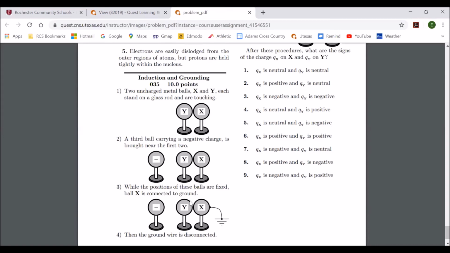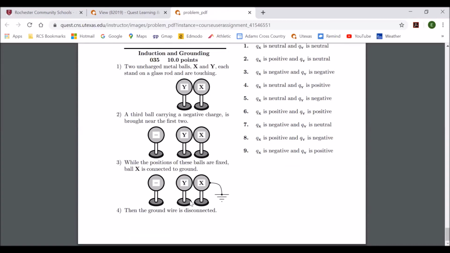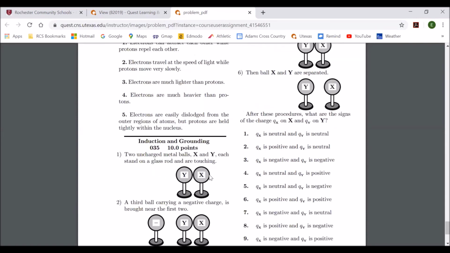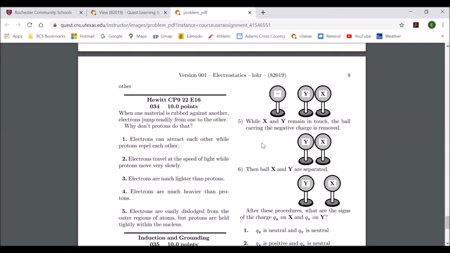They're positive. It says number 4, then the ground wire is disconnected. So while this is still here and then you disconnect this wire, these things are stuck as positives. Scrolling up. While X and Y remain in touch, the ball carrying the negative charge is removed. So these two things are still in contact. This thing has been removed. So they are still without negatives.